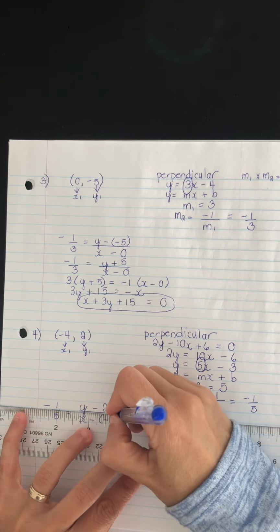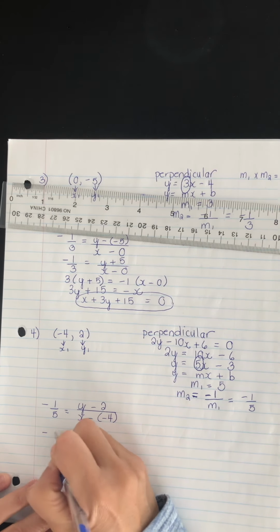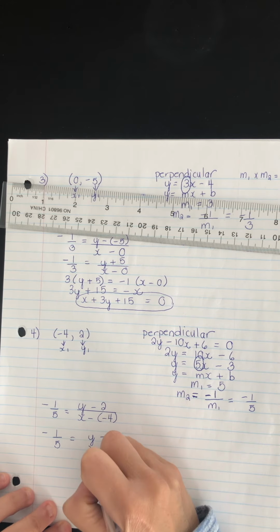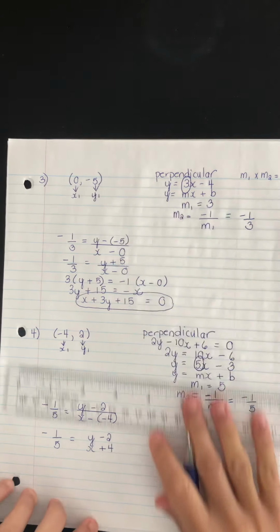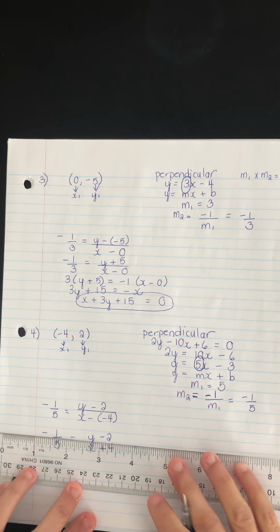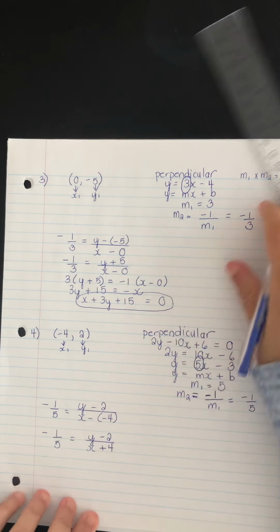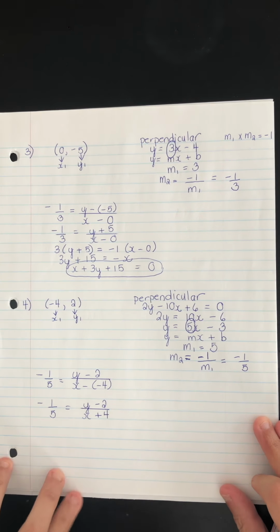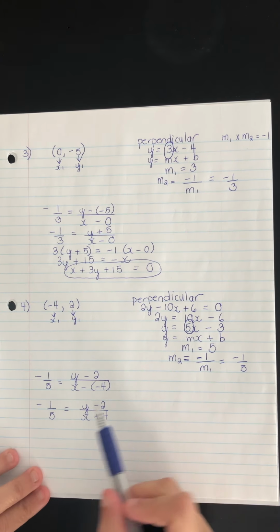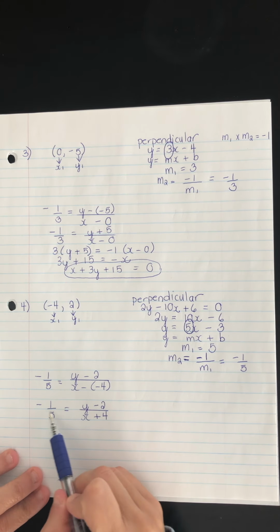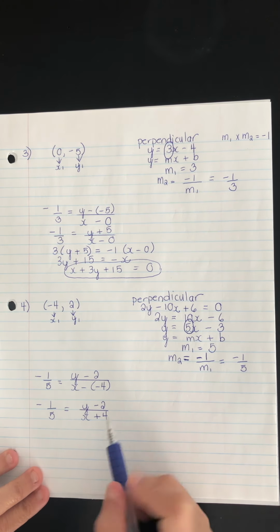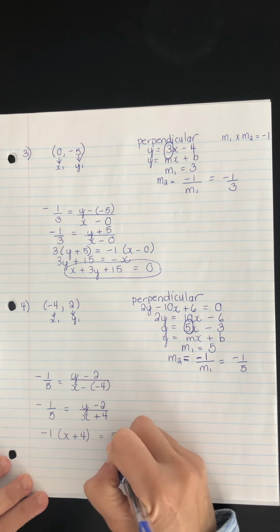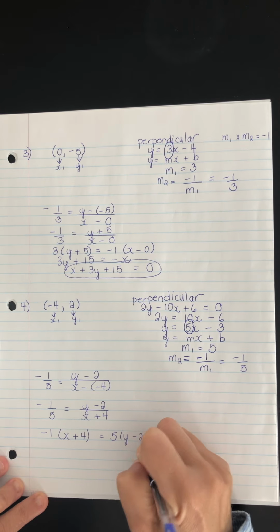Like that. And then before I cross multiply, I'm going to change that denominator to x plus 4 because that'll make it a little easier. Like that. And now we're going to do the cross multiplication. So remember, this is negative 1 multiplying by x plus 4. It's a positive 5 multiplying by y minus 2.